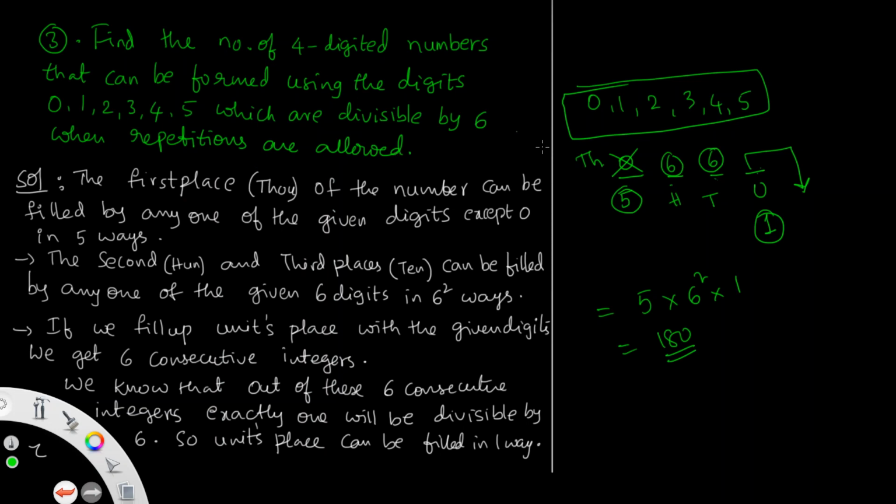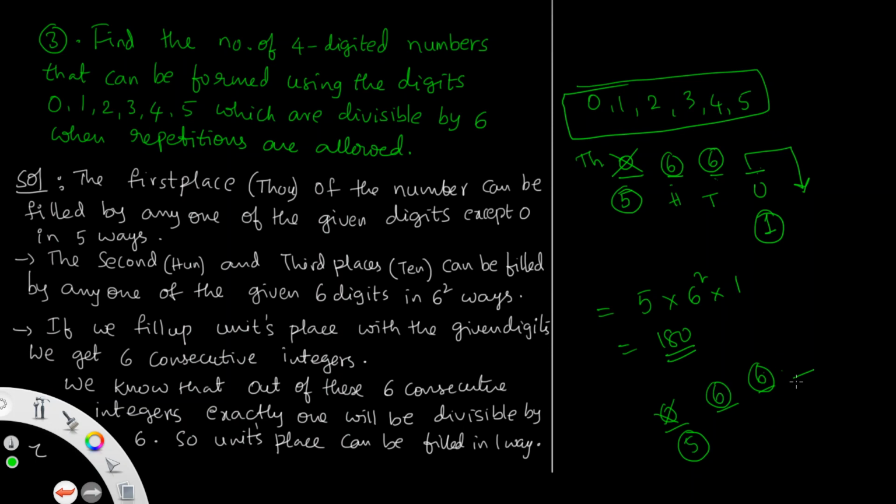For a 4-digit number, 0 cannot be in the first place. Without 0, the digits are 1, 2, 3, 4, 5, so maximum 5 numbers are there. Any one of the numbers can be applied, so 5 ways. And in the tens and hundreds places, 0 can also be used. Here also 6 ways, since the digits are 0, 1, 2, 3, 4, 5, nothing but 6 ways each.